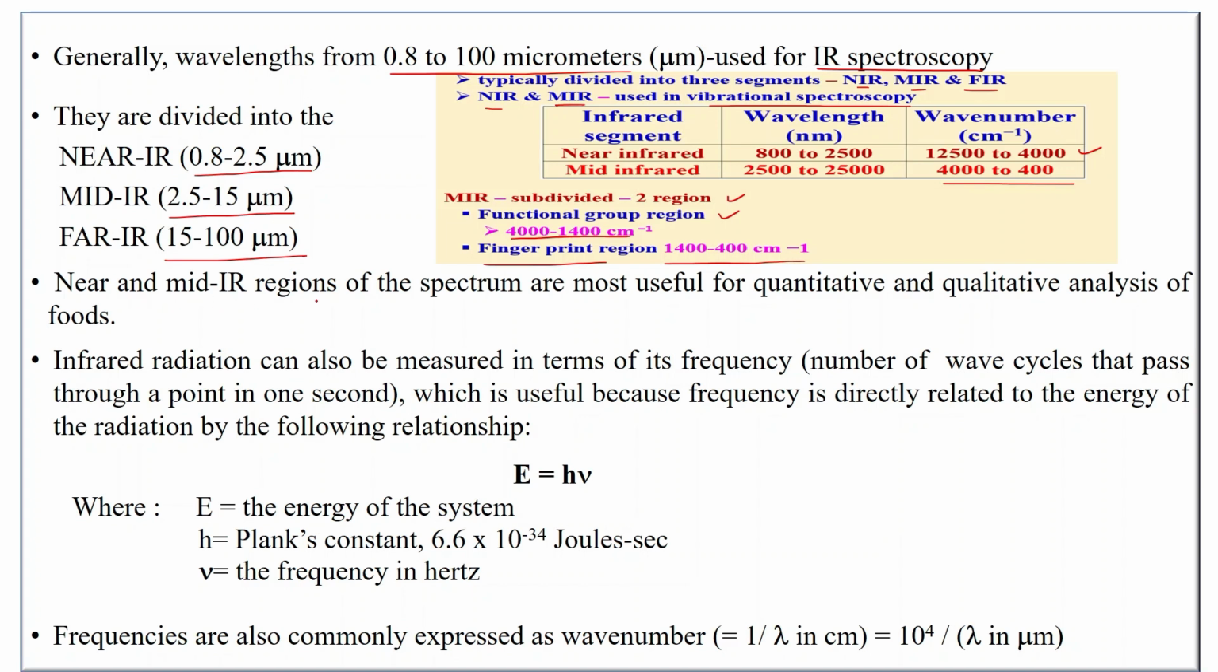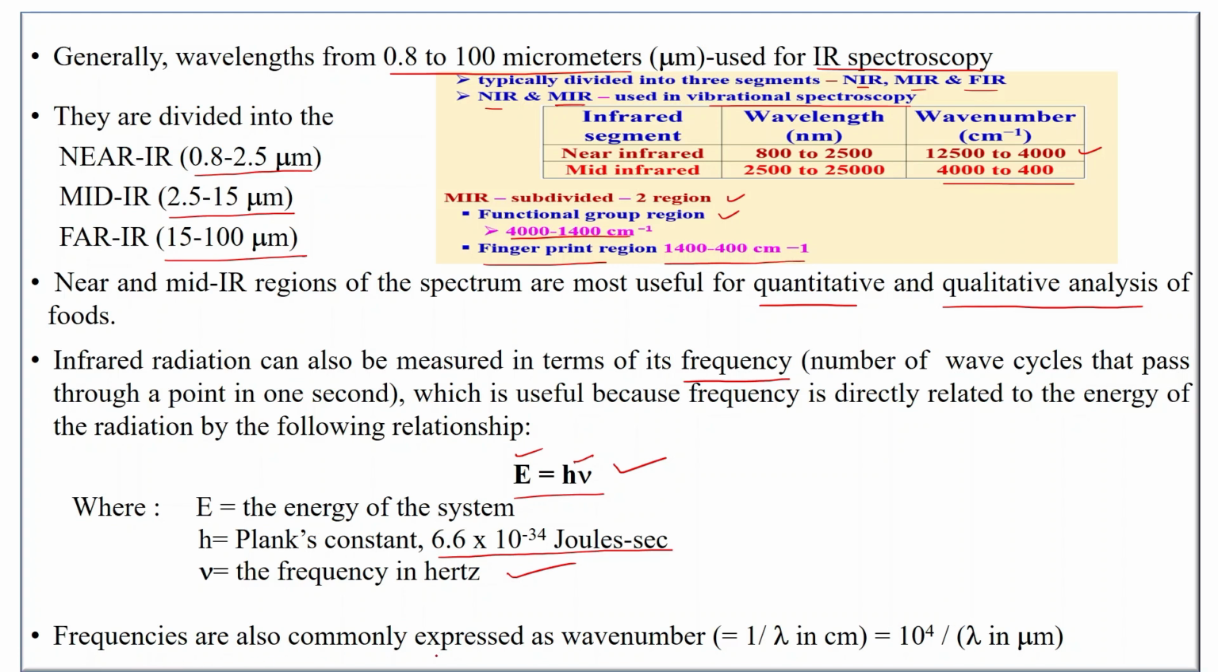Near and mid IR regions of the spectrum are most useful for quantitative and qualitative analysis of food. So we can use these regions for both quantitative and qualitative analysis of foods. Now, infrared radiation can also be measured in terms of its frequency. As I've told you, wave numbers are also used, and we can measure in terms of frequency, which is useful because frequency is directly related to the energy of radiation by the Planck quantum theory, E equals h nu. h is the Planck constant, whose value is 6.6 times 10 power minus 34 joule second, E is the energy of the system, and nu is the frequency in hertz.